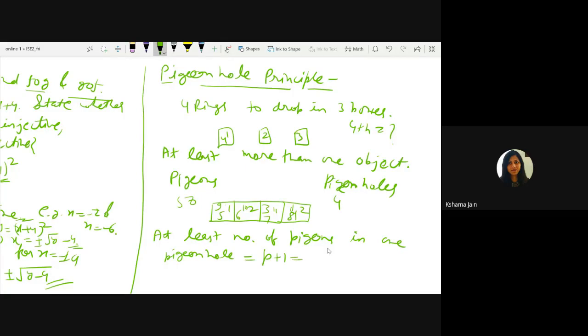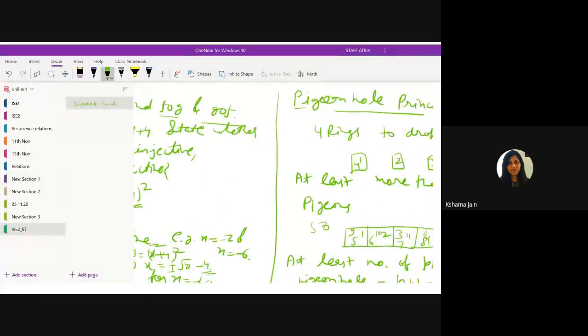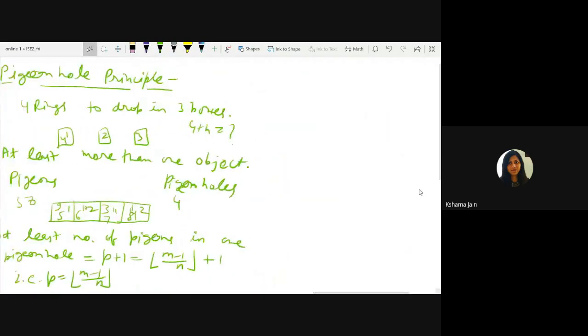Now what is this P? P is nothing but floor of (M minus 1) by N. This I will tell you, what these M and N are. This will be the formula you need to remember: P is (M minus 1) by N. Here I would apply this formula and I would show you how to do this.